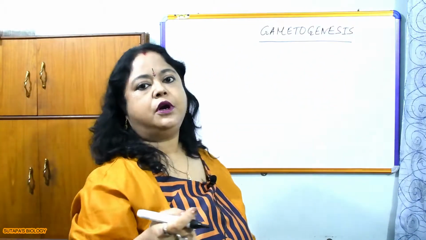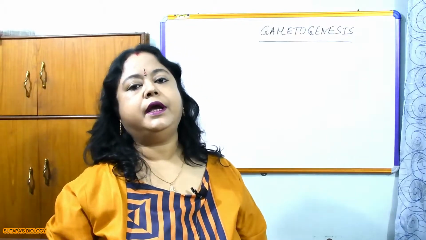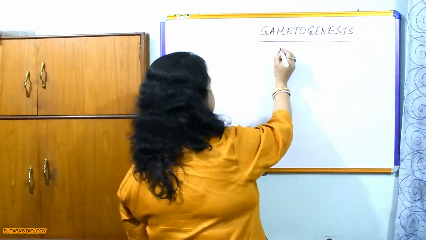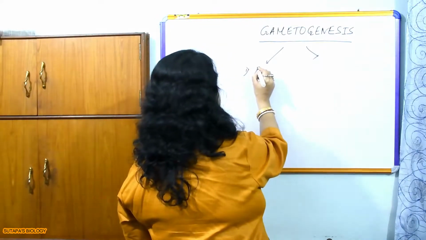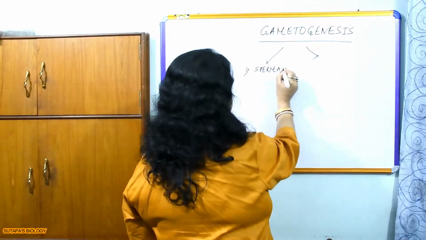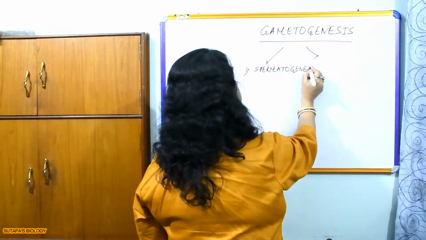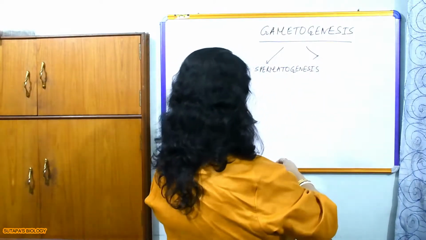Gametogenesis is the procedure of formation of gametes, that is formation of sperms and ovum respectively in the male body and female body. In both cases it takes place after puberty. And now gametogenesis has two divisions. Number one, spermatogenesis, and number two is oogenesis.